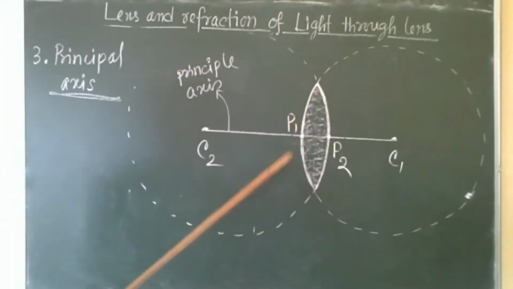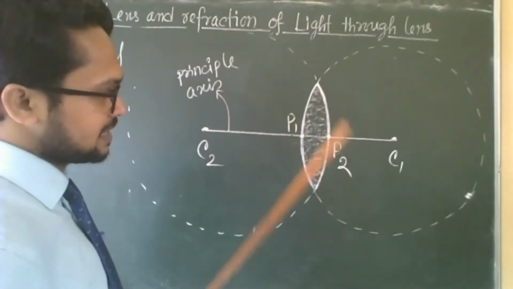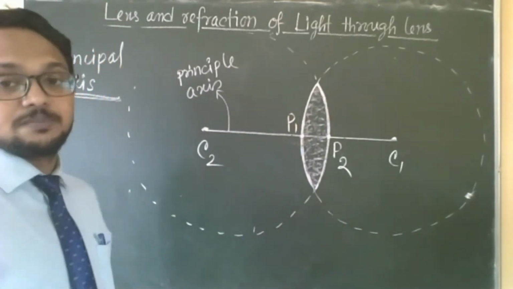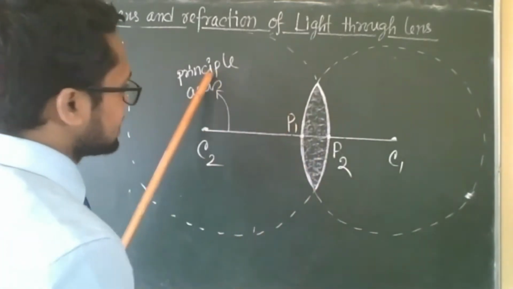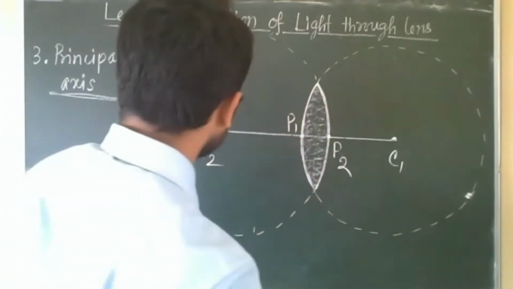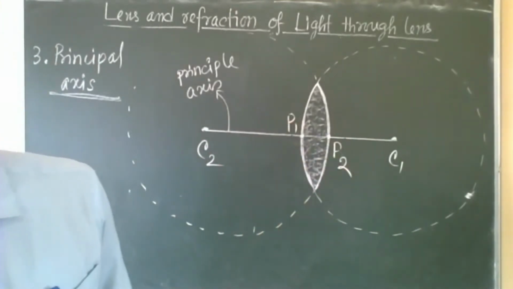Suppose you are asked to draw a convex lens and show the different terms. You show the centers of curvature denoted by C1, C2, the radii of curvature, and the principal axis. You have to draw it this way: this is the principal axis, the line joining the two centers of curvature.